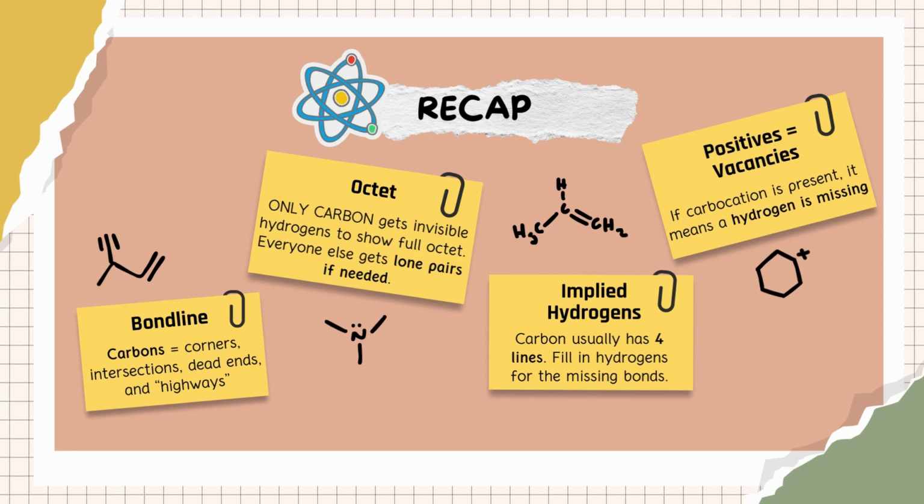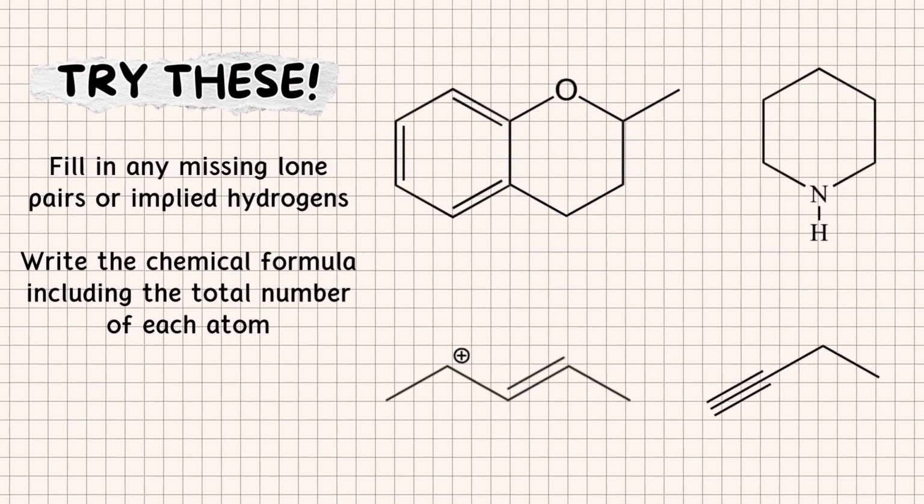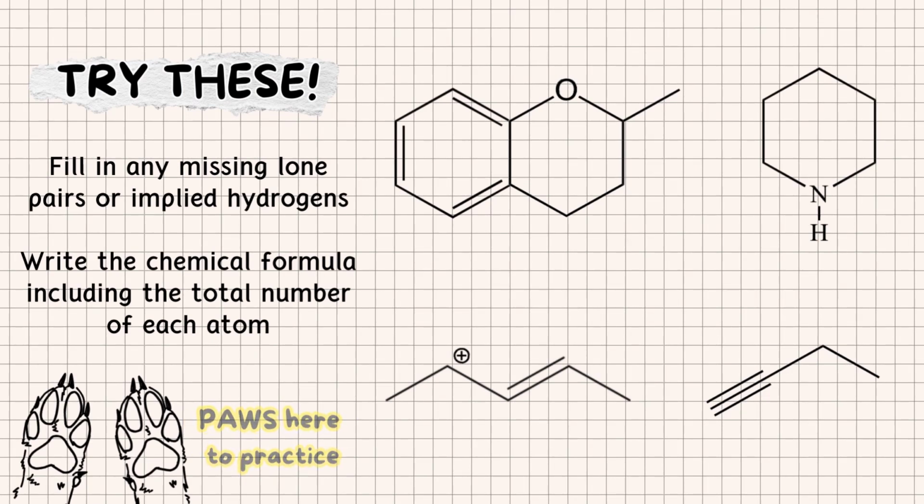Alright, so to really finish up this concept, let's try some practice problems. I want you to fill in any missing lone pairs or implied hydrogens. Then, write the chemical formula including the total numbers of each atom. Sketch has his pause up to suggest you pause the video here to give it a go. I'll give you a second to do that, and then we'll rejoin for the answers.